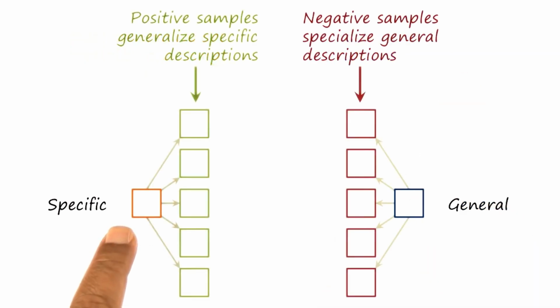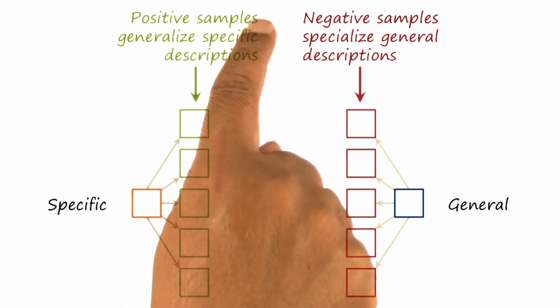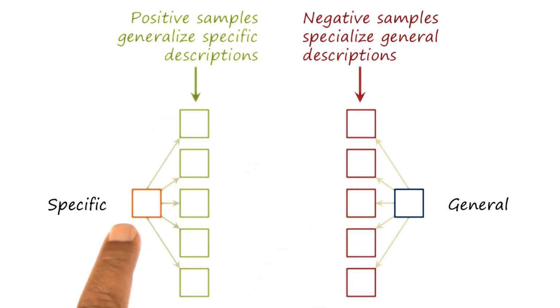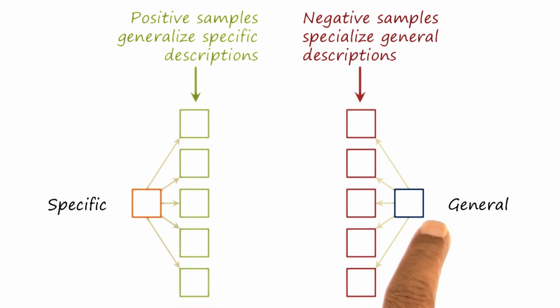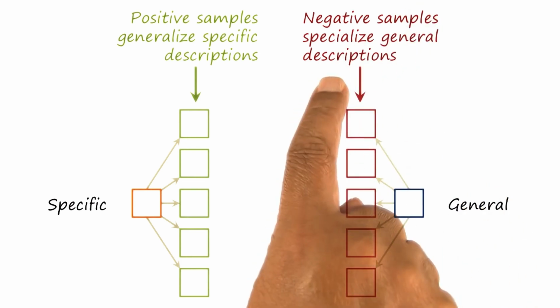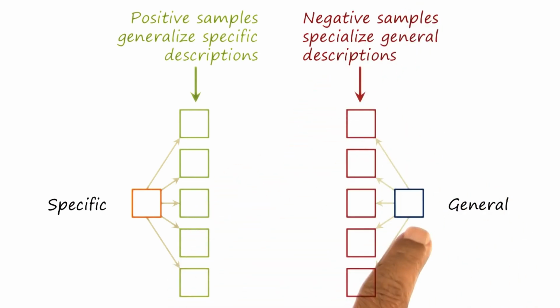Here is a current specific model. And as more positive examples come, we're going to generalize this specific model. Here are some of the generalizations. Similarly, here is the current general model. And as negative examples come, we're going to specialize the general model, and here are some of the specializations.